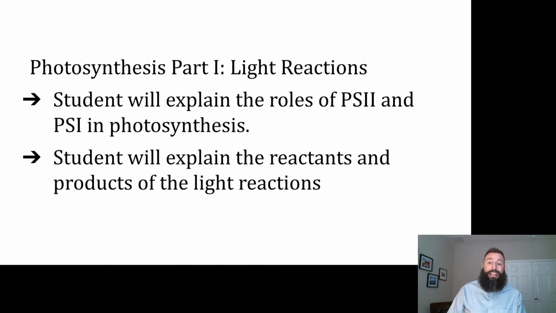We're going to talk about photosynthesis. It's a two-step process, so we'll start with part one, the light reactions. By the end of today, you will hopefully be able to explain the roles of photosystems 2 and 1 in the light reactions of photosynthesis. You'll also hopefully be able to explain the reactants and products of the light reactions.